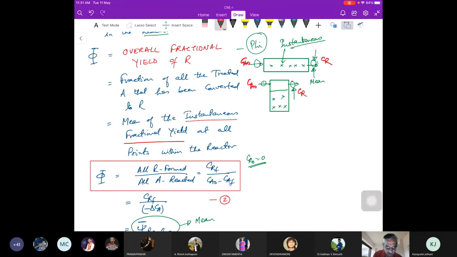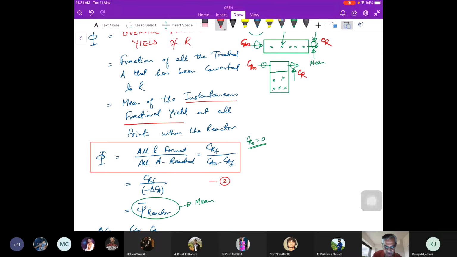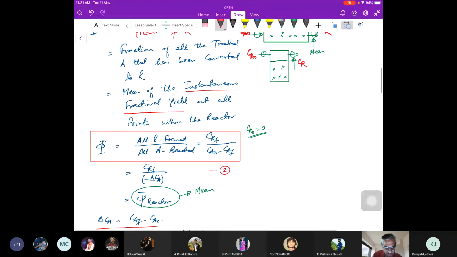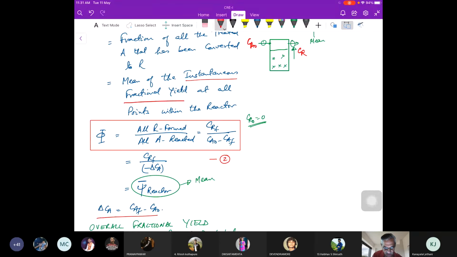So phi is all R formed. That means total R formed divided by total A reacted. So total R formed is CRF because we are assuming कि CR0 is 0. If 0 नहीं रहा तो हमारे CR0 रहेगा divided by CA0 minus CF. You can write this phi as CRF upon minus delta CA because delta CA is nothing but CF minus CA naught. Okay, so we can say that this is nothing but psi bar in the reactor. That means mean of all the instantaneous fractional yields in the reactor.